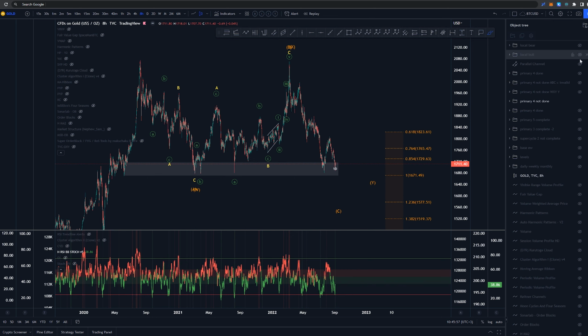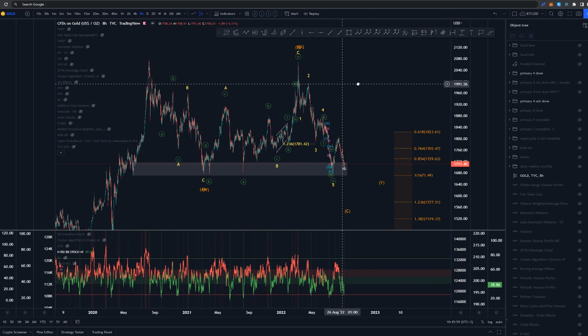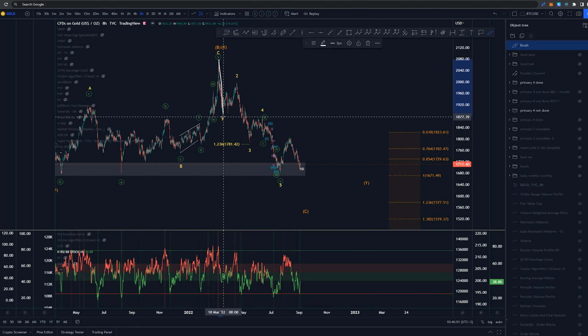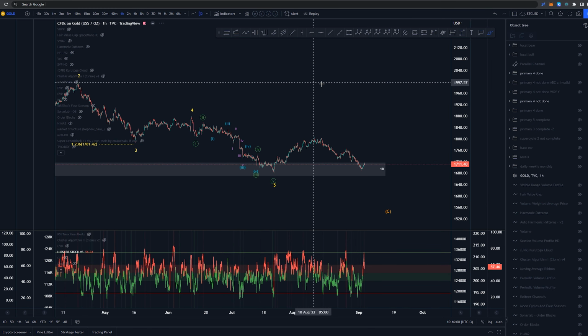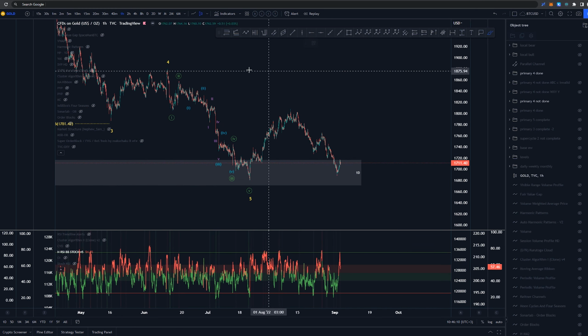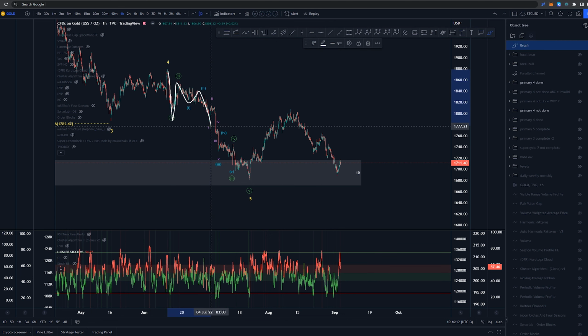Now for that to happen, I have this structure over here labeled as a 5-wave structure, as a 1, 2, 3, 4 and 5, ending at these current lows that we had in July. Now with this 5th wave, I would have this as a 1, 2, 1, 2, 1, 2, 3, 4, 5, 3, 4, 5, 3, 4, and 5.